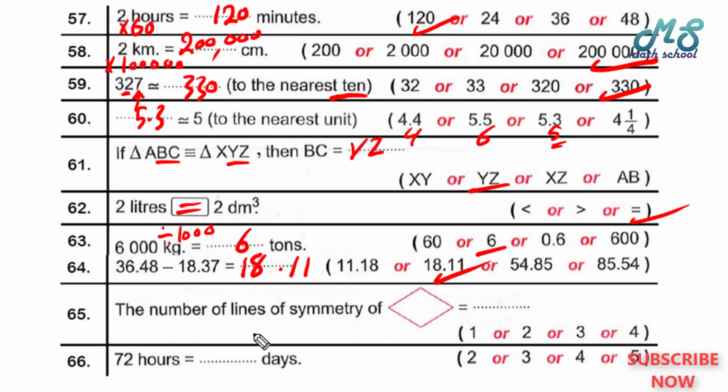Number 65: the number of lines of symmetry of the shape shown, which is a rhombus. How many lines of symmetry does a rhombus have? 2. 72 hours equals how many days? Just divide by 24. We all know that 1 day equals 24 hours, so to convert from hours to days you divide by 24. 72 divided by 24 equals 3. So we get 3 days.